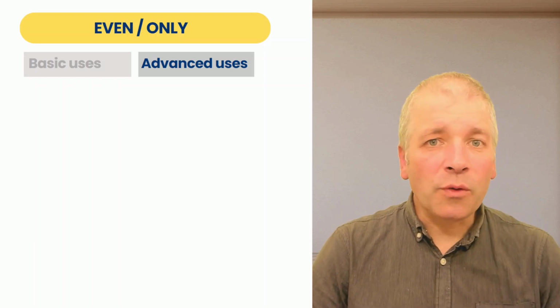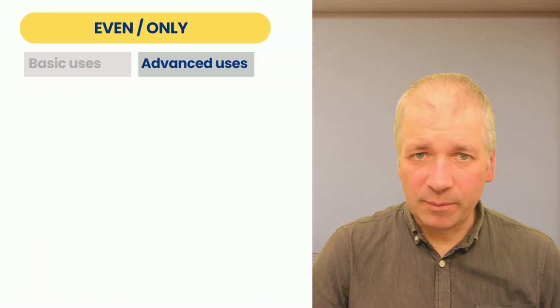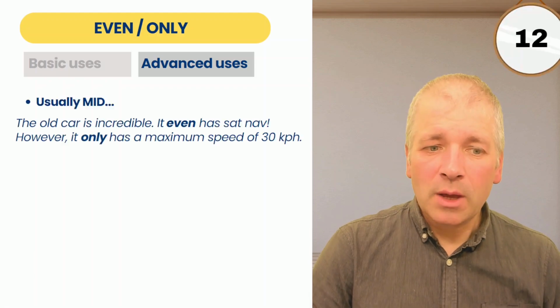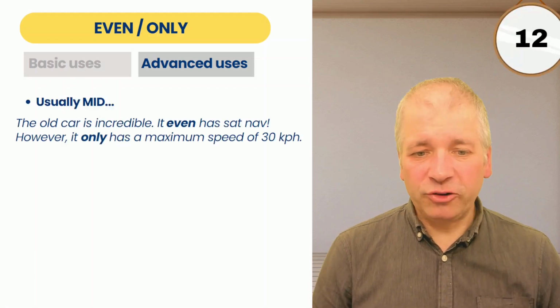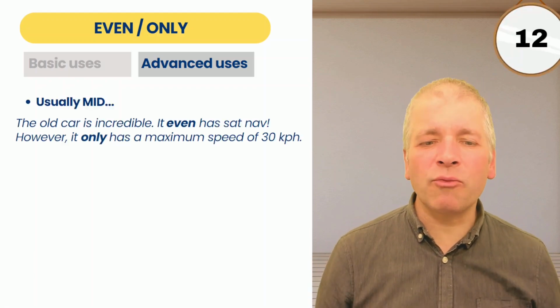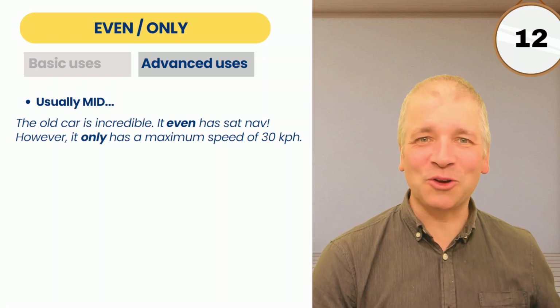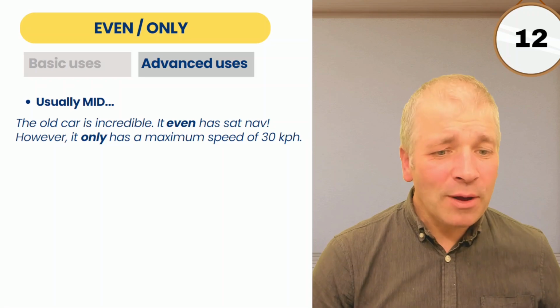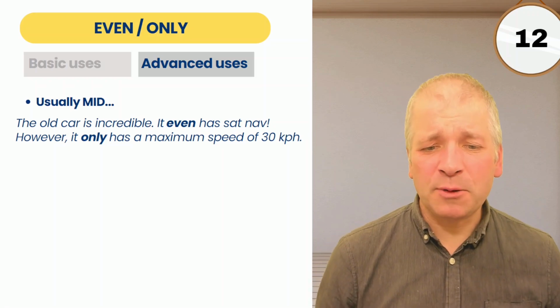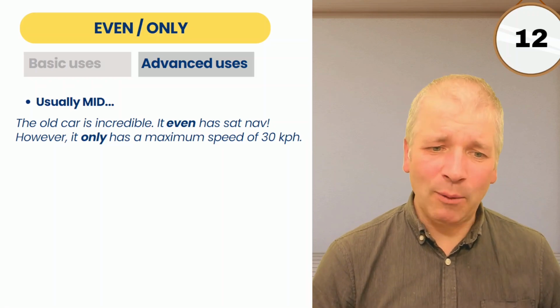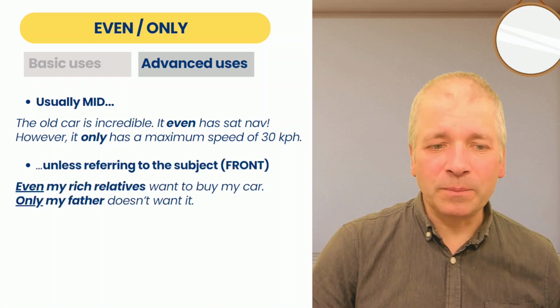What about even and only? Well, they can go together because they have similar rules in how they're used. They usually go in the mid position. The old car is incredible. It even has sat nav. Talking about that old car again. However, it only has a maximum speed of 30 kilometers per hour. So here they're both in the mid position.